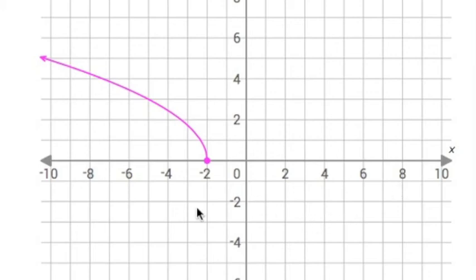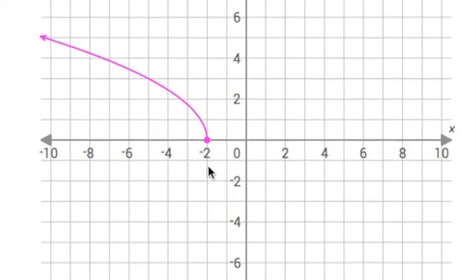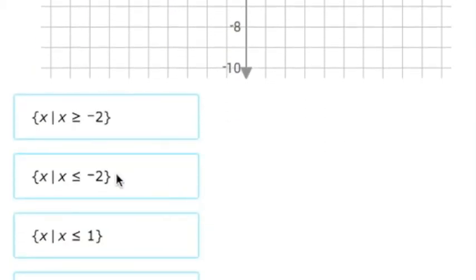Now I'm going to ask what the domain is. Remember, the domain is any possible x's on this graph. Is 8 a possible answer? No. Is 2 a possible answer? No. Is negative 2 a possible answer? Yes. Negative 4, negative 6, negative 8, negative 10, and so forth. So for the domain on this one, it's going to be x is less than or equal to negative 2, because it's going in this direction. It's all the numbers less than negative 2 and equal to negative 2.